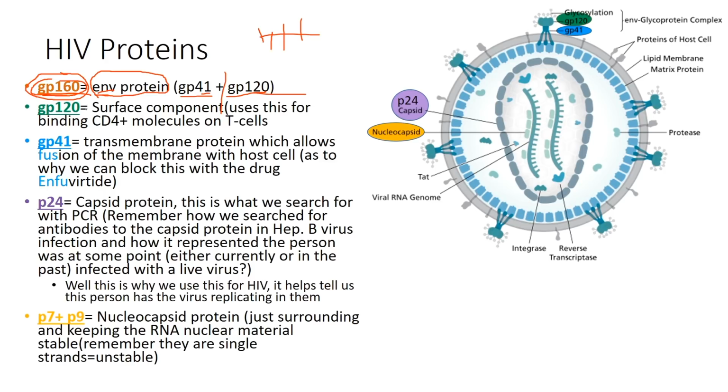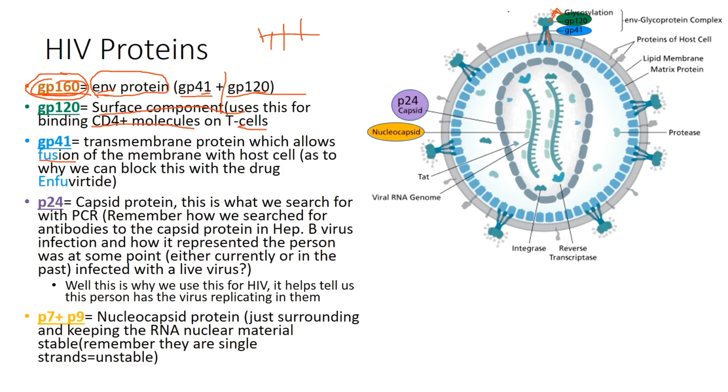So GP120 is the surface component of the protein. We have this emphasized up here in the light green. This is what binds to the CD4 molecules of T cells, and this is important as far as its pathogenesis. Also, we have our GP41, which is the thing that hooks GP120 and holds it into the membrane as a transmembrane protein. But it also is important for fusion of that membrane.